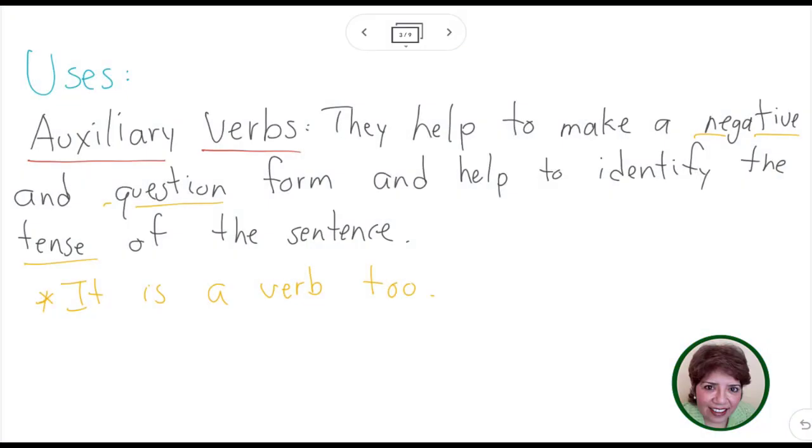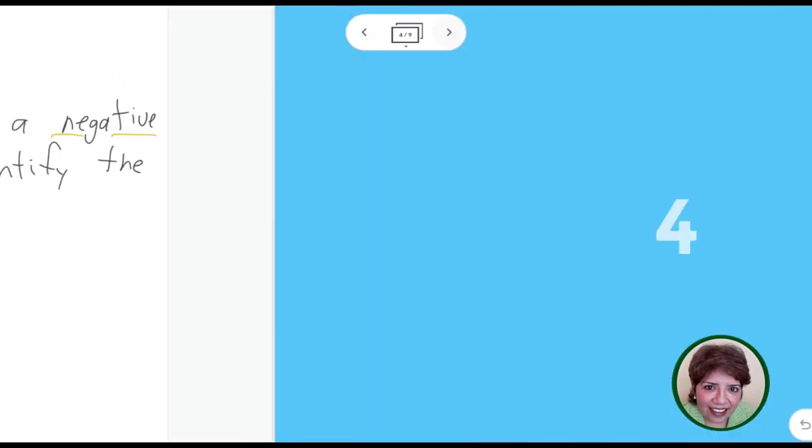First of all, the uses. The auxiliary verbs help to make a negative and a question form and help to identify the tense of the sentence. And they are verbs too. Entonces nos van a ayudar a hacer oraciones negativas, oraciones en pregunta, pero también a identificar el tiempo gramatical si está en presente, en pasado o en futuro. Y también son verbos, por eso se llaman auxiliary verbs.